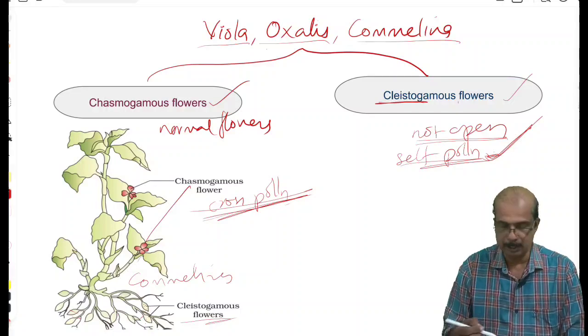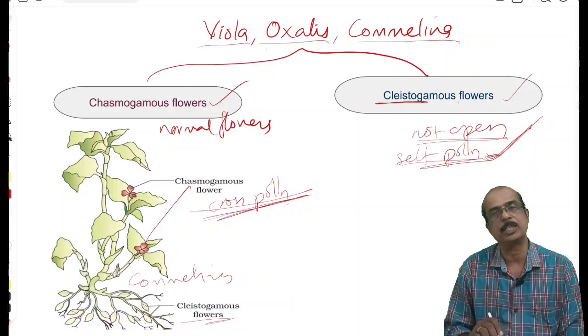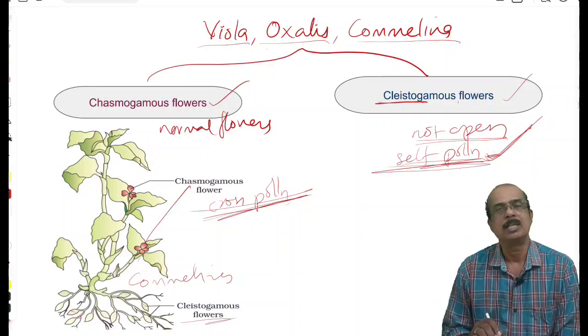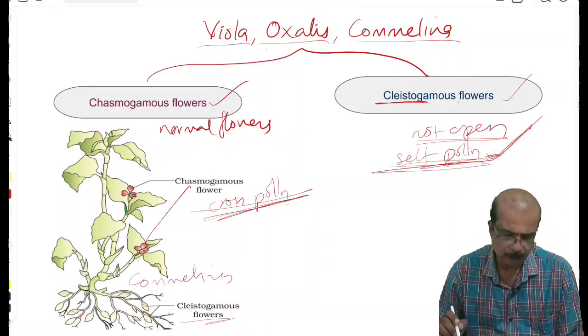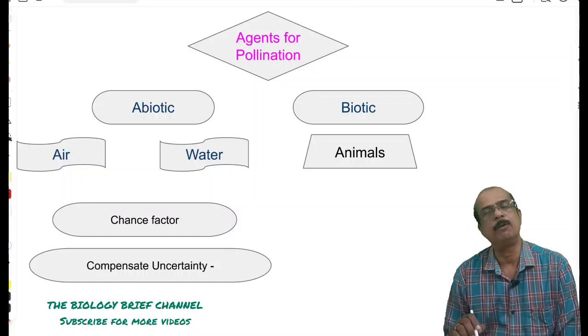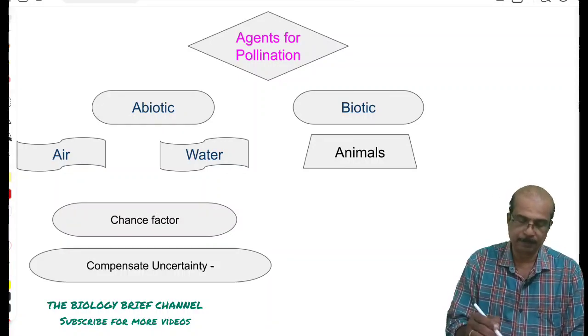What are the disadvantages? Here the cleistogamous flowers undergo self-pollination. So there is no genetic variability due to selfing. That is the disadvantage. Then we already said that there are some agents for pollination. We have to depend on agents for undergoing pollination.